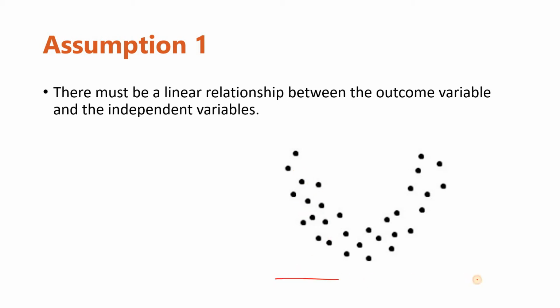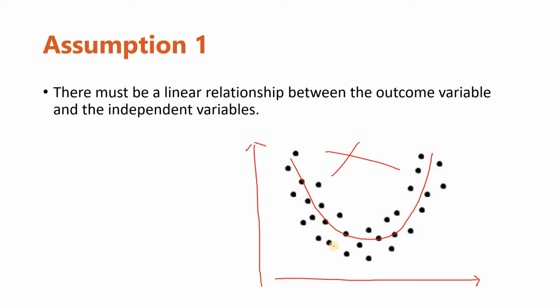Suppose here on the x-axis is the independent variable, and here on the y-axis is my outcome feature, the output value which we have to predict using regression. If we plot and get this kind of curve, obviously this is not linear. It is taking a y equal to x square type of shape. So in this case our linear regression will not work properly. This is one of the very important assumptions of linear regression.